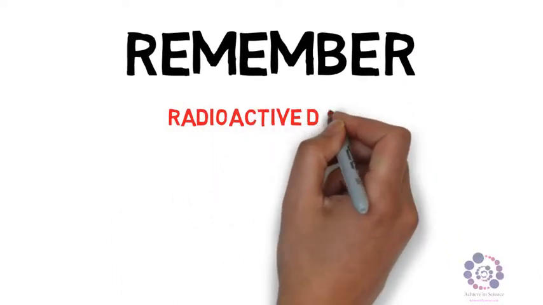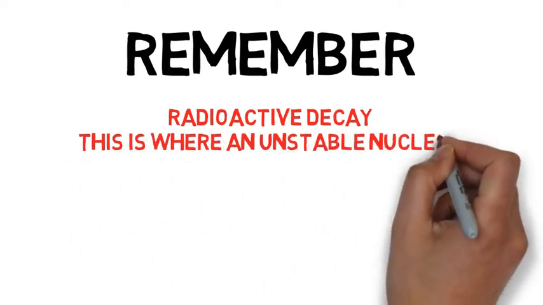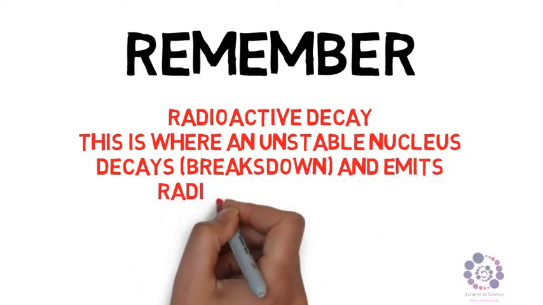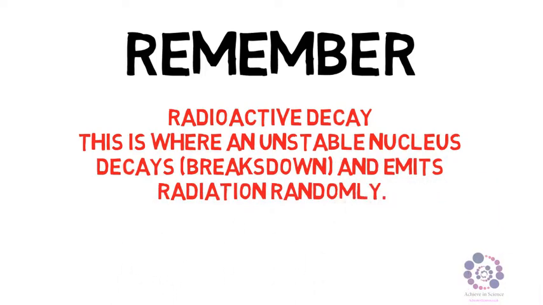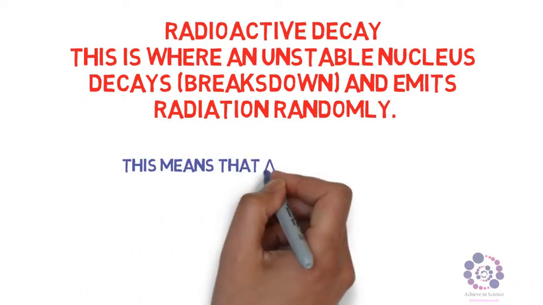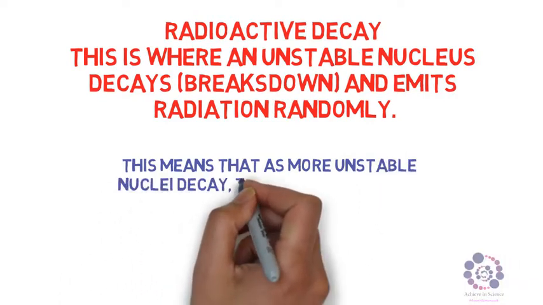Radioactive decay is where an unstable nucleus decays, i.e. breaks down and emits radiation randomly. This means that as more unstable nuclei decay, there are fewer nuclei left to decay, and we say that there is less radiation. Remember that this is random. Therefore, this is not affected by temperature or pressure.